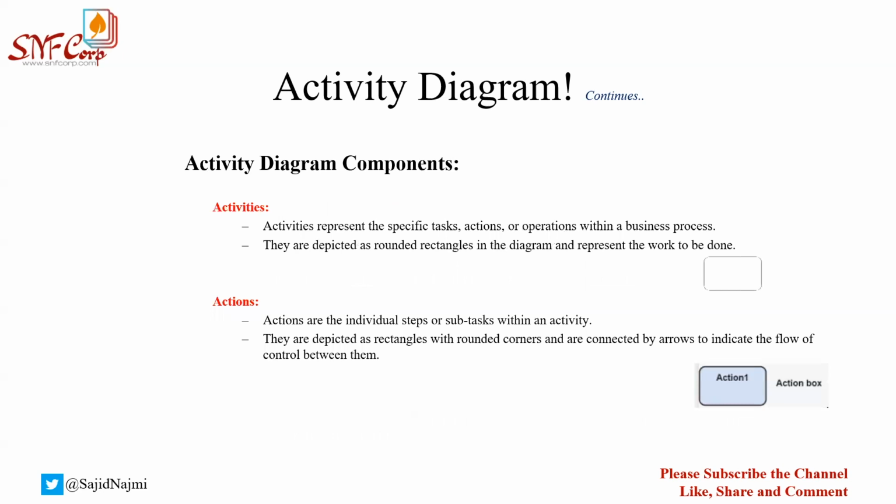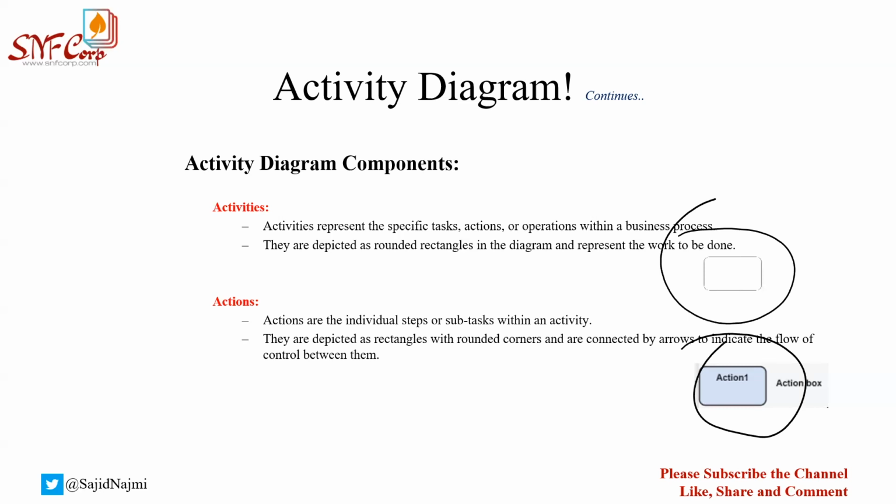Thank you. So now let's try to understand the different components of the activity diagram. When you try to draw these diagrams, what are the different components you will be using? Number one is the activity. Do you see this rectangle kind of design here? Activity represents the specific task or action. I'm talking about this thing, and this thing.